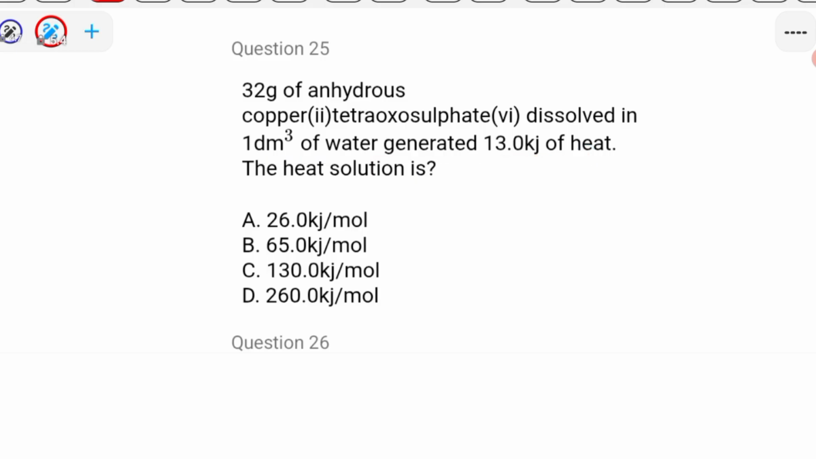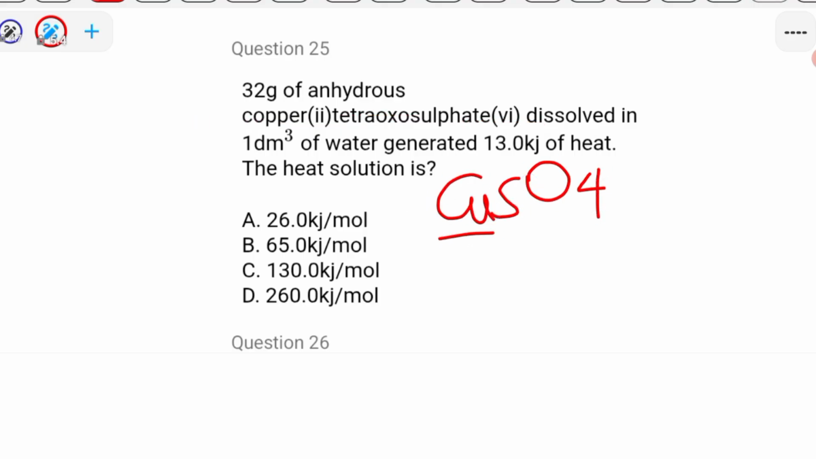The heat of solution is what? So the heat of solution is the heat evolved when 1 mole of a salt is dissolved in water. First of all, you need to know how many moles this is. And for you to know that, you need to first find the molar mass of CuSO4.